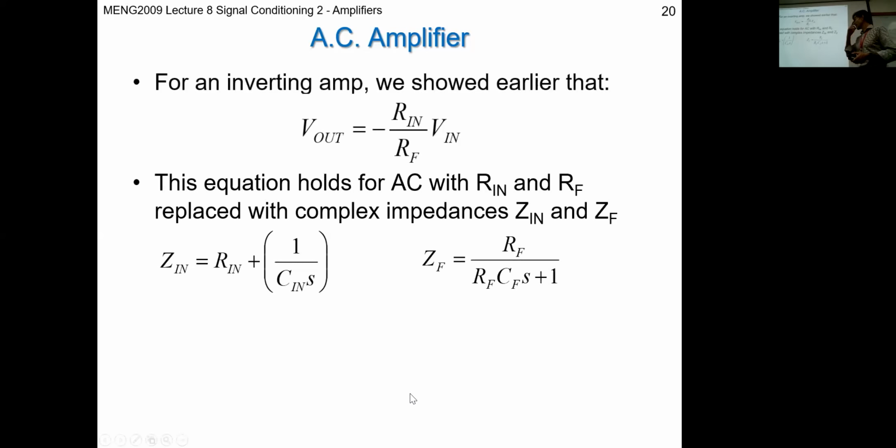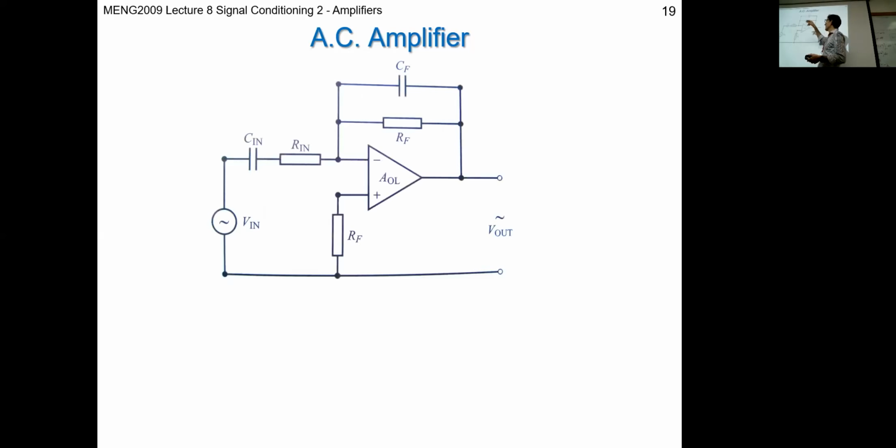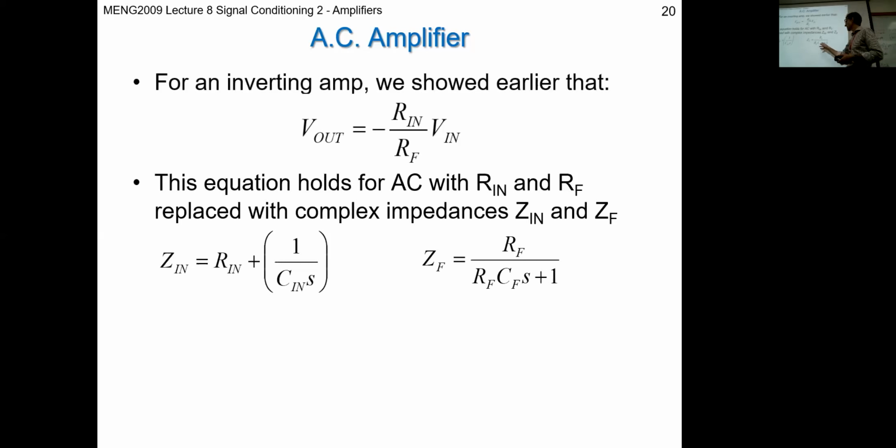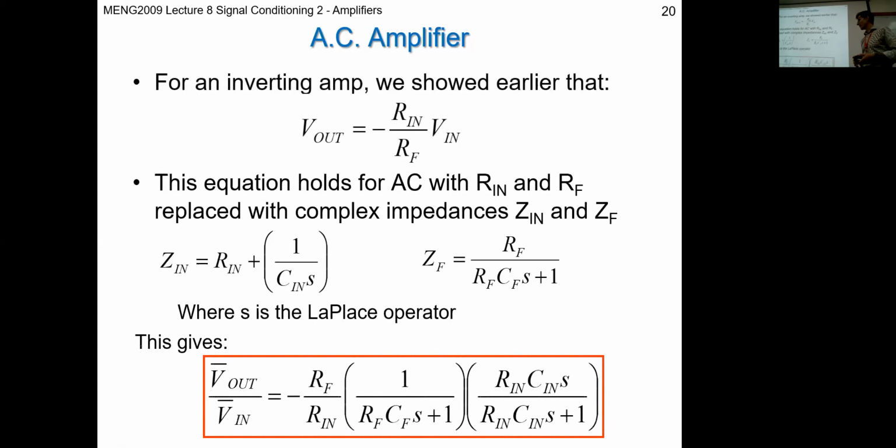So you can multiply that out, but we also have an impedance equivalent for the feedback side. Now this one is in parallel, so you have to use the parallel resistance or impedance rule. So the overall expression is Rf over Rf Cf S plus 1. As I said, S is this thing called the Laplace operator, which we'll learn about shortly, not in this course, in your maths.